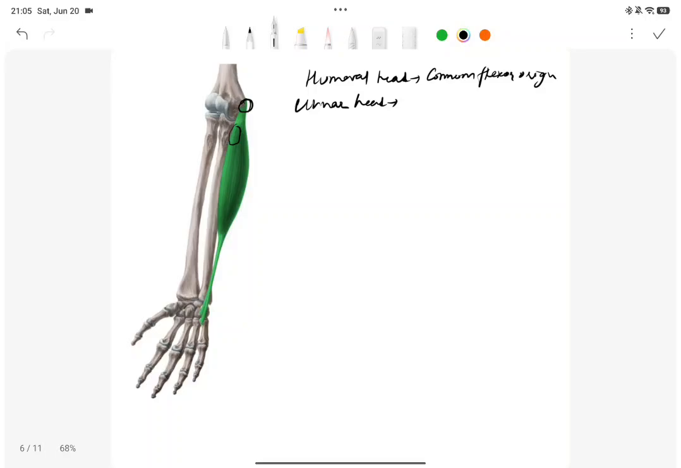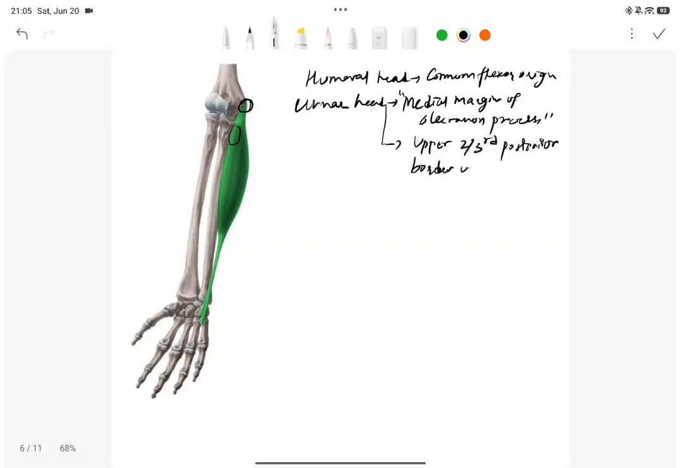And ulnar head, there is ulnar head also. Ulnar head चाहिँ it from the olecranon process के. Medial margin of olecranon process है. Olecranon process को medial margin र it also originates from the upper two-third है. Upper two-third posterior border of ulna के. So ulna को posterior border को upper two-third part बाट चाहिँ अनि medial margin of the olecranon process बाट चाहिँ ulnar head originates हुन्छ. There is two heads, humeral head र ulnar head है. Flexor carpi ulnaris को.